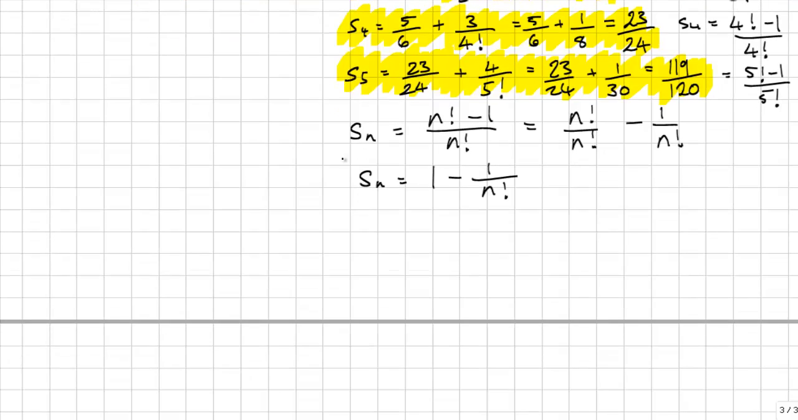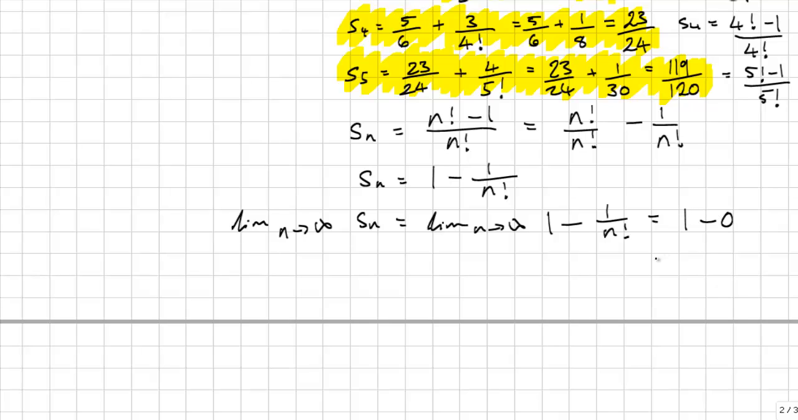And all we now need to do is to find the limit as n tends to infinity of this sequence of partial sums. So the limit as n tends towards infinity of Sn is the limit as n tends towards infinity of 1 minus 1 over n factorial, and it should be very clear to see that's going to be 1 minus 0, which equals 1. So the sum of the original series will be equal to this limit, and so therefore the sum of the series is simply 1.